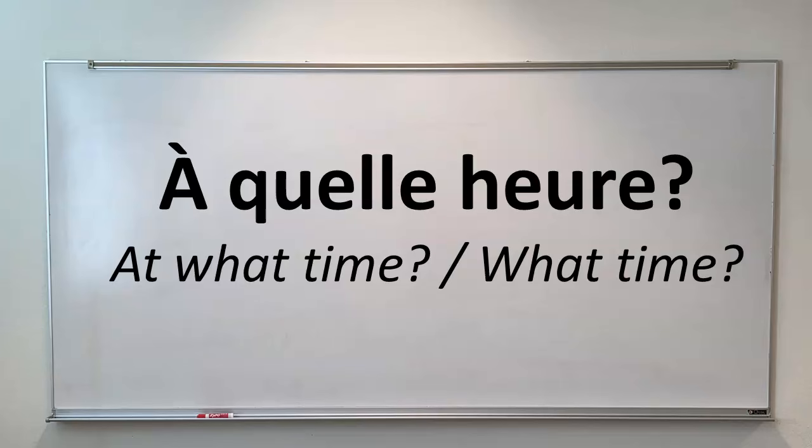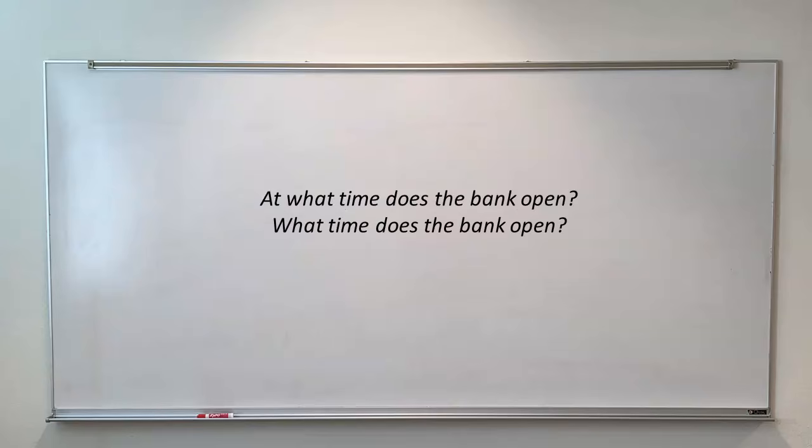Obviously, it's used with time. The time is always in the answer to the question. But let's look at some questions. So if we want to ask the question in French, at what time does the bank open? In English, again, we often omit the at, so the same question can be, what time does the bank open? So either at what time or what time does the bank open? So in French, we're going to start with the interrogative, à quelle heure.